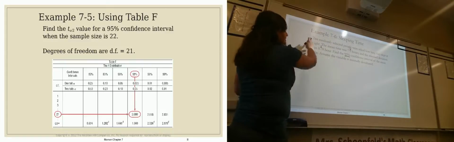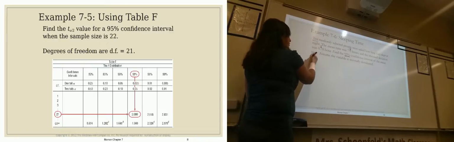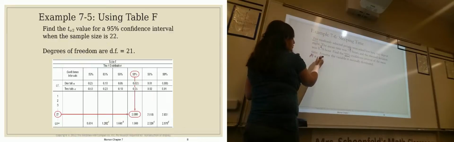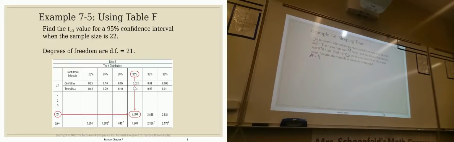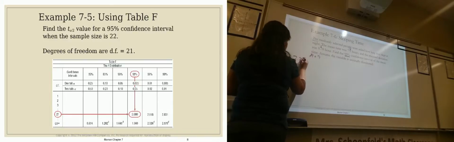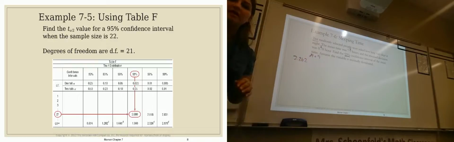It said 10 people, so my degrees of freedom will be equal to 9. I'm going to go on my chart and find my 9 on the left side. Then I need to find my score. It says 95%, so 2.262.